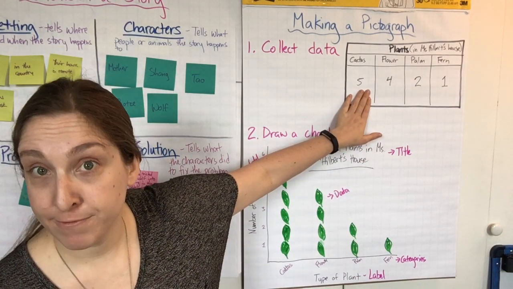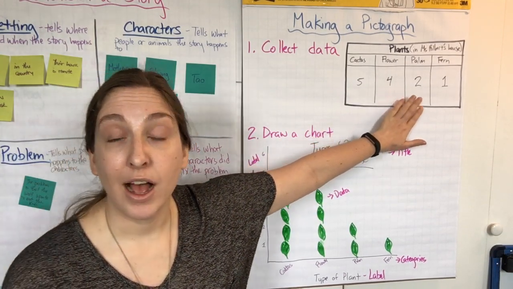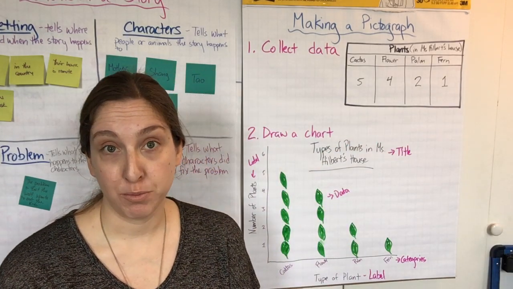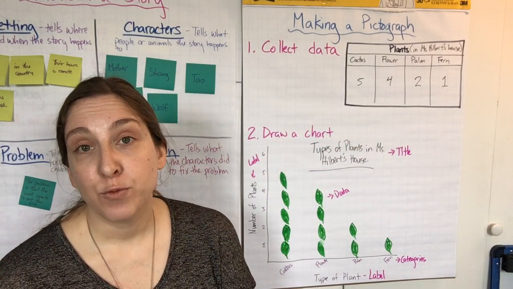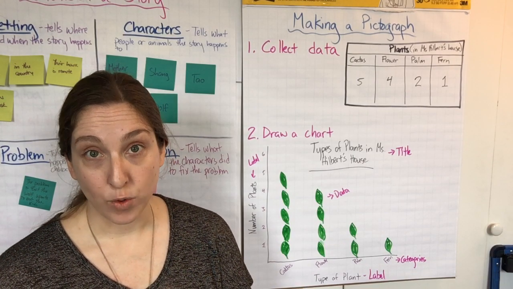So I found I have 5 cactus plants. I have 4 flower plants, I have 2 palm plants, and I have 1 fern plant. Then I'm ready to start putting my information, or my data, on a graph.